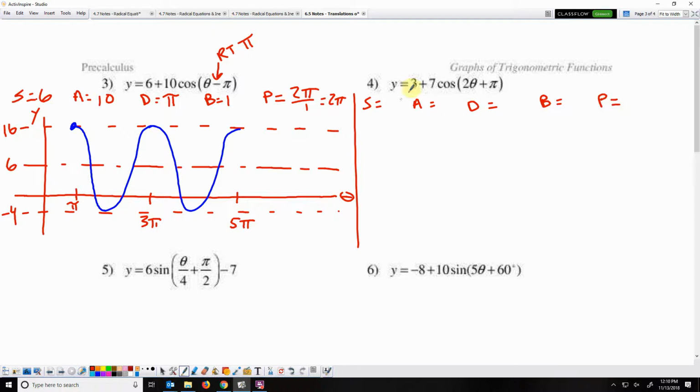All right, here our sinusoidal axis is 3. Our amplitude is 7. Our displacement, that tells me we go left. But it's not pi, it's pi over 2. It's a horizontal translation. When we have a horizontal translation and a horizontal dilation, we have to divide. We're going left pi over 2, so displacement is negative pi over 2. B is 2. So the period is 2 pi over 2. The period is pi.